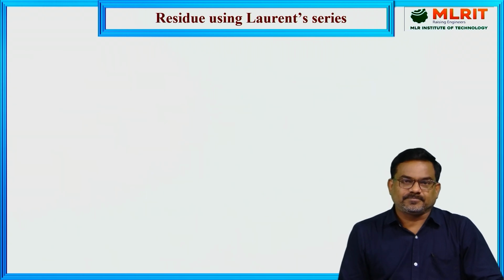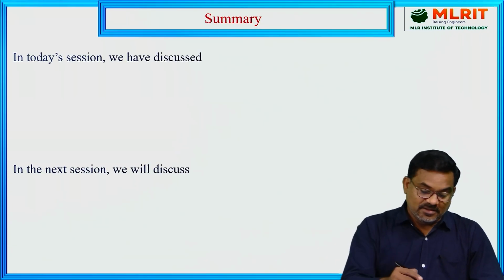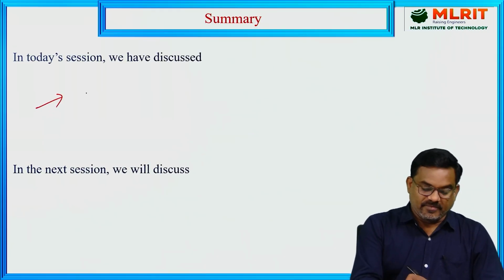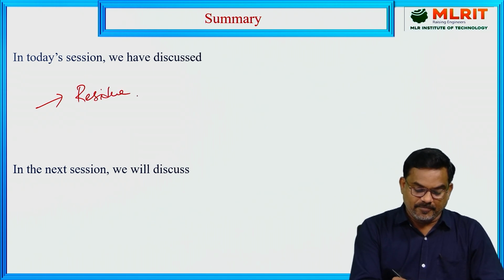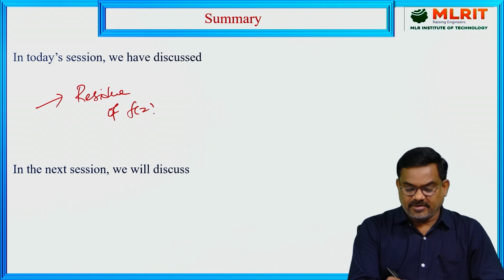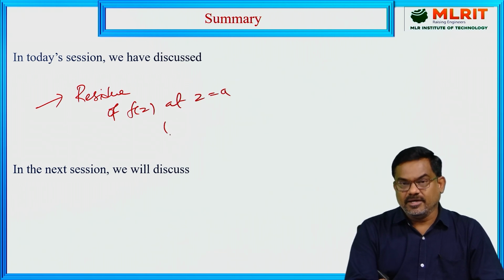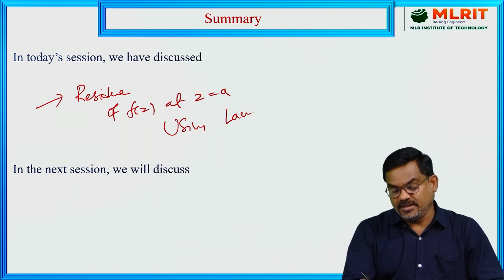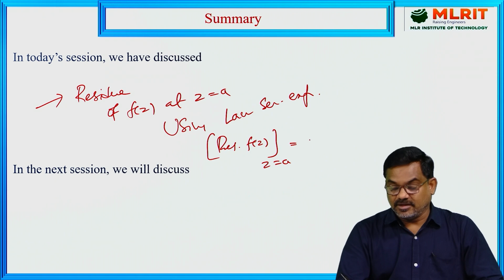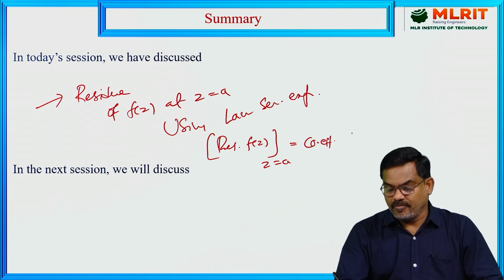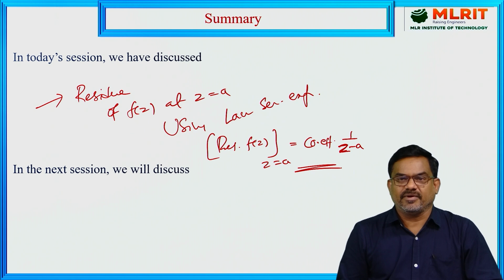So today we have discussed the procedure of finding the residue of a function at a pole z equal to a using Laurent series expansion, and how to find the residue. The residue of f of z at z equal to a is the coefficient of 1 by z minus a in the Laurent series expansion of f of z.